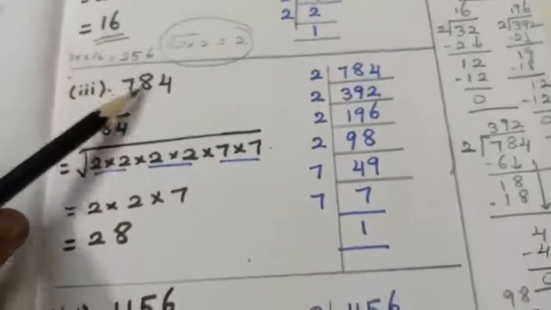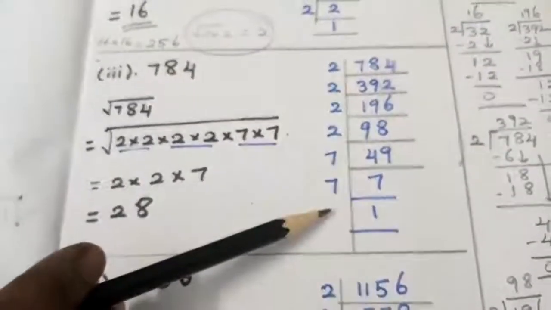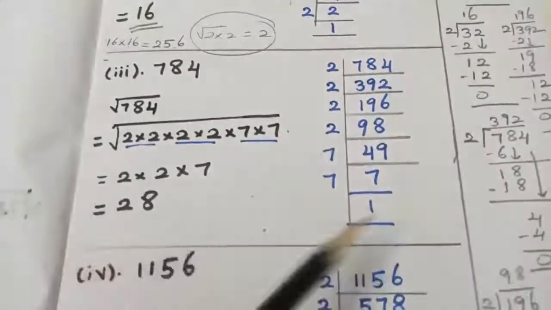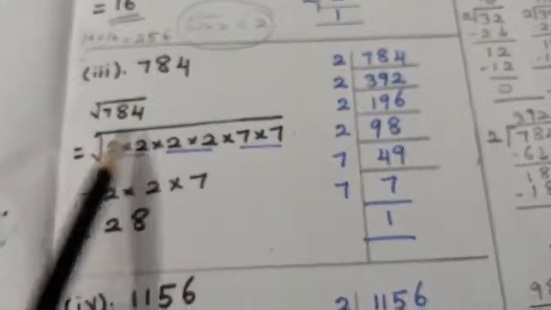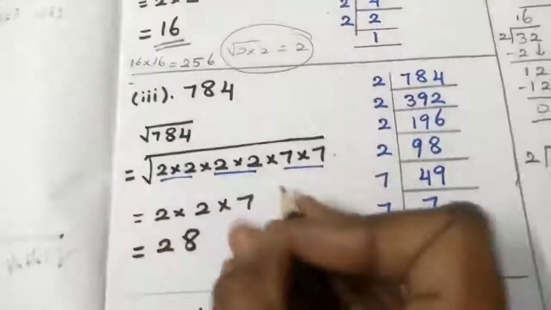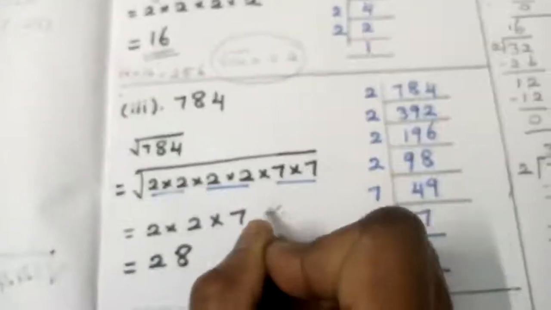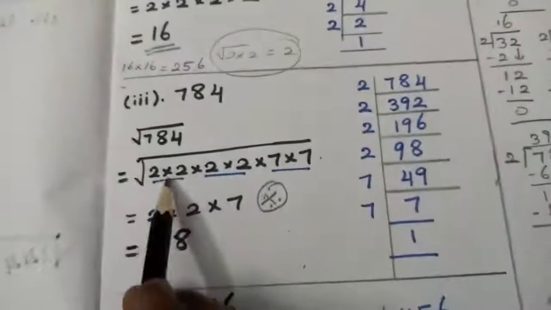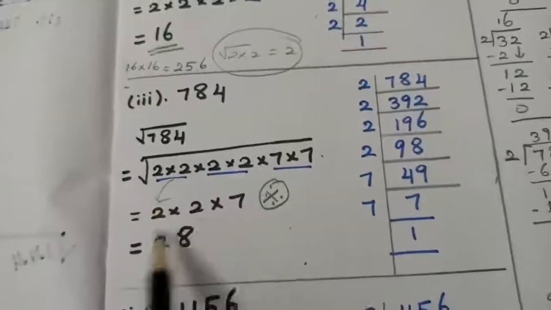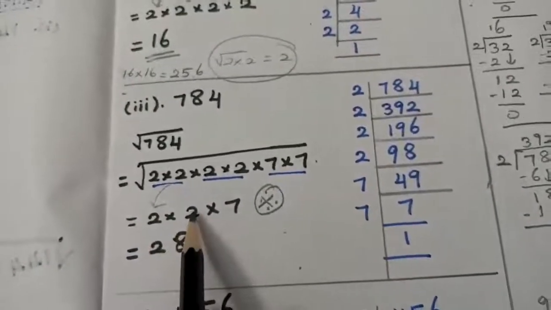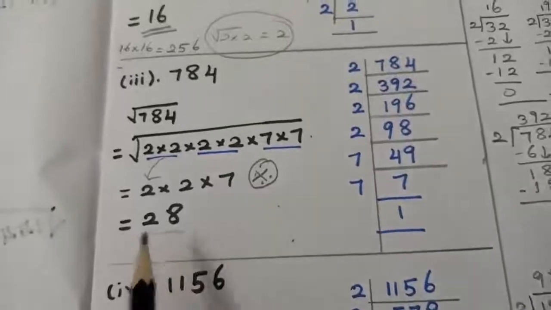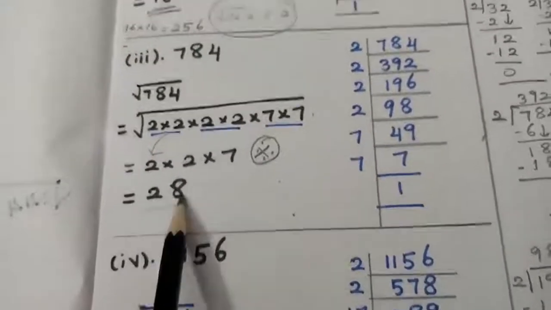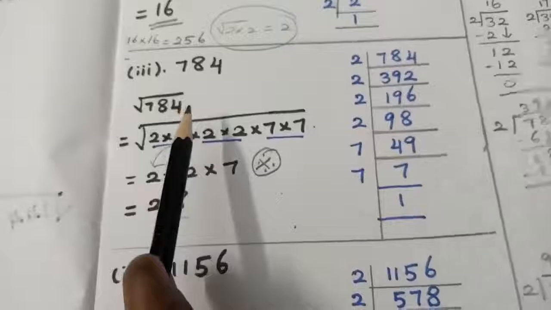Coming to the third sum. If you see the third sum, 784, same method, you are going to use the prime factorization method. Put it inside the square root. Once you pair like this, the square root will be removed. While you are writing here, this place is important, students. Please don't put the square root. I am coming out from the square root. So in this way, 2 2s are 4, 4 7s are 28. So I am getting the answer as 28. If you want, you can check and see. 28 into 28 means you will get the answer as 784.